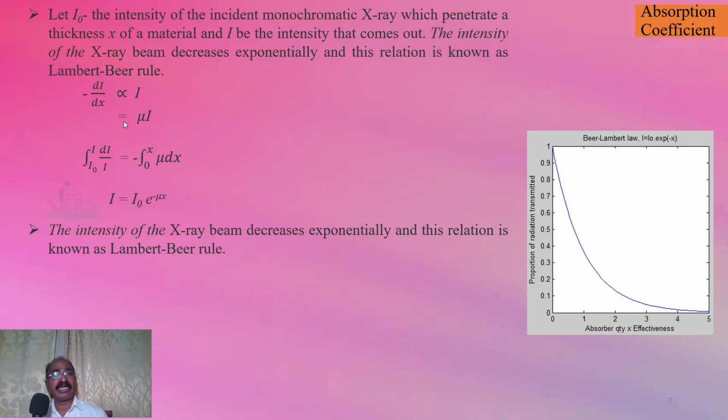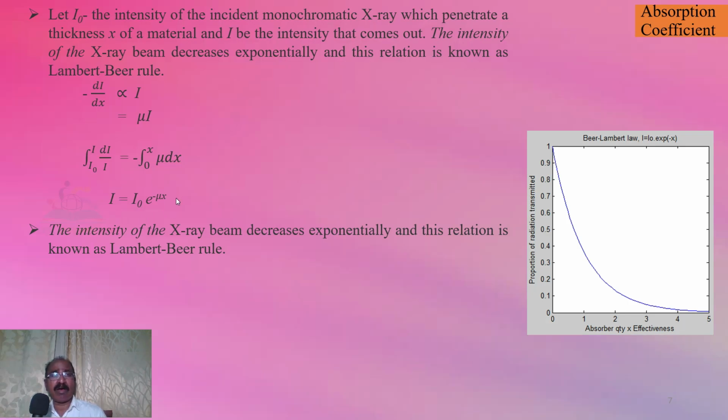Taking the proportionality, putting an equal sign, you have one constant, and this constant you call the absorption coefficient. Mu is called the absorption coefficient. Therefore, minus dI by dx will be equal to mu I. If you rearrange and integrate, the integral from I0 to I of dI by I will be equal to the integral from 0 to x of mu dx with a negative sign. And finally, if you integrate this, you get I equal to I0 into e to the power of minus mu x.